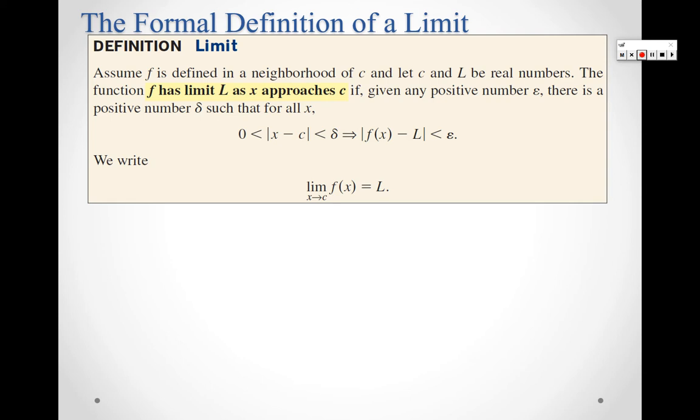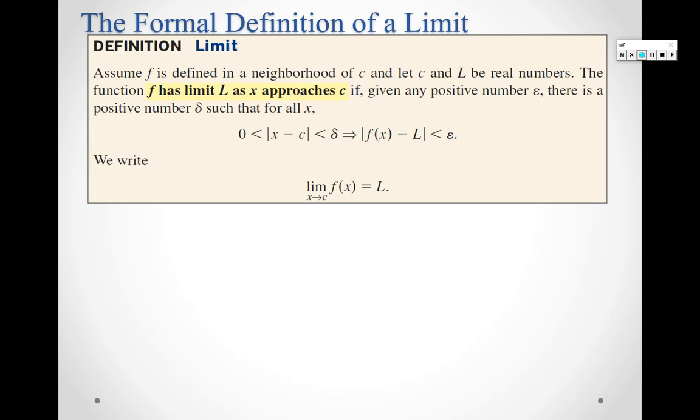Assume f is defined in a neighborhood of c, and let c and l be real numbers. That's just setting it up. We're talking about some function f, and we've got two numbers c and l. The function f has a limit as x approaches c if you give any number you want. You want to get within epsilon of it. You want to get to tenths, hundredths, thousands, whatever you say.